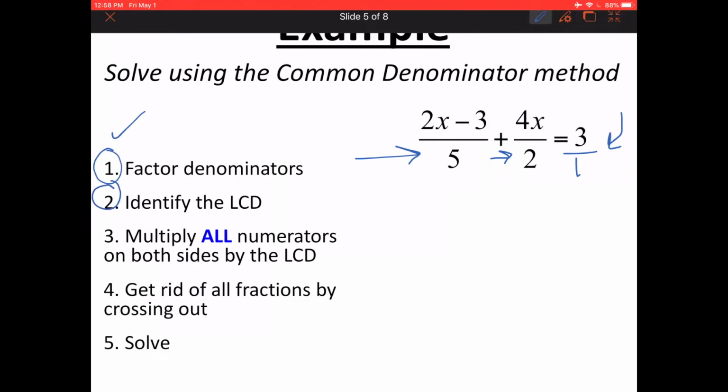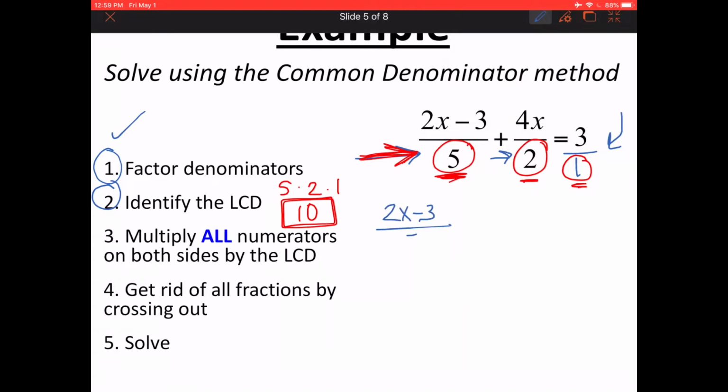Now let's do step 2, identifying the LCD. So remember for the LCD, I take one of each unique factor from the denominator. So I'm going to take the 5. There's no partner to cross out. I'm going to take the 2. There's no partner to cross out. And I'm going to take the 1. Again, there's no partner to cross out. So for my LCD, I have 5 times 2 times 1. So that means my LCD is going to be 10. Okay?